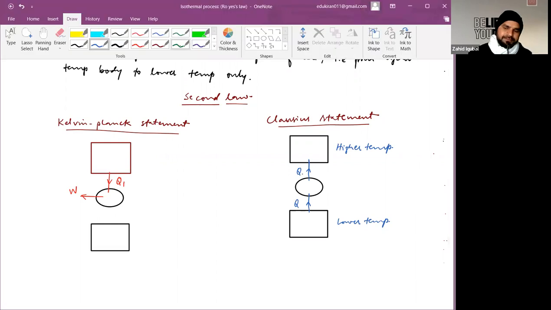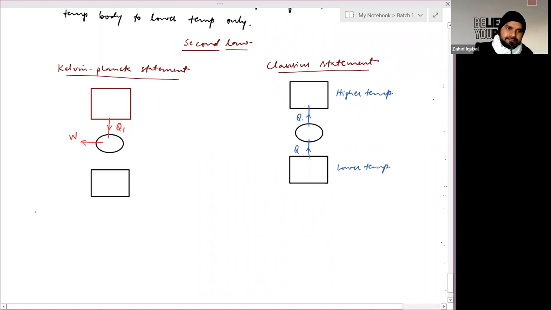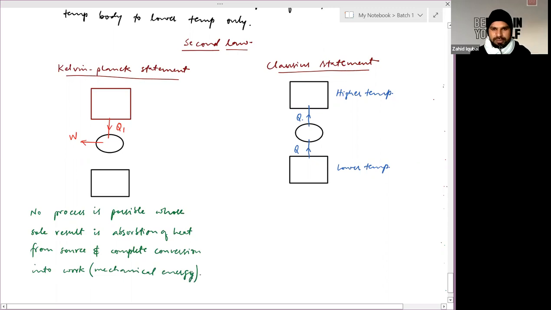So let me explain these two statements. In first part, for Kelvin, it says, no process is possible whose sole result is absorption of heat from source and complete conversion into work or mechanical energy without any loss. This could not be possible.